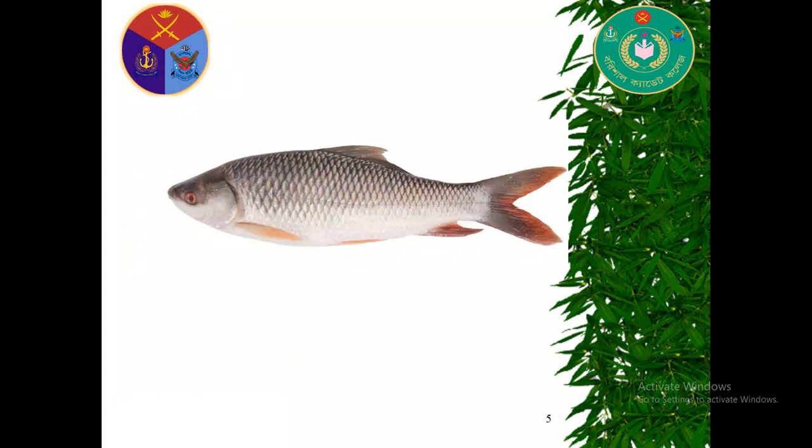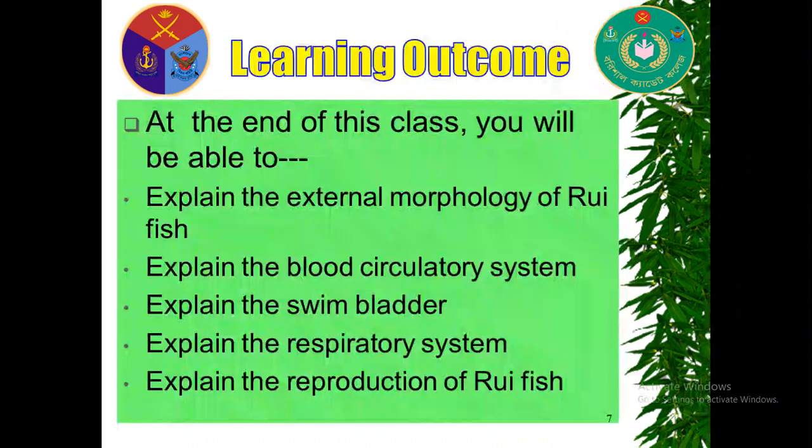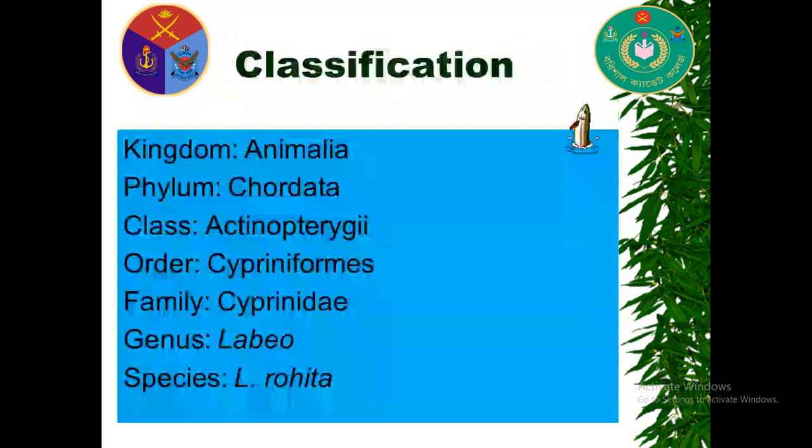Okay, boys, you can see a picture of a fish. Do you know what is the name of this fish? Yes, this is Rui fish. So my today's topic is Rui fish. At the end of this class, you will be able to explain the external morphology of Rui fish, explain the blood circulatory system, explain the swim bladder, explain the respiratory system, and explain the reproduction of Rui fish.